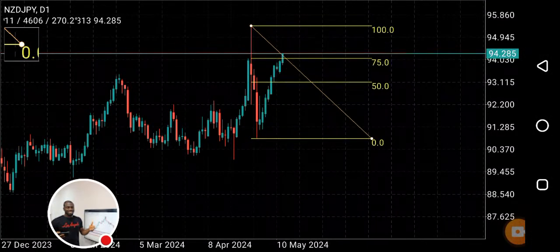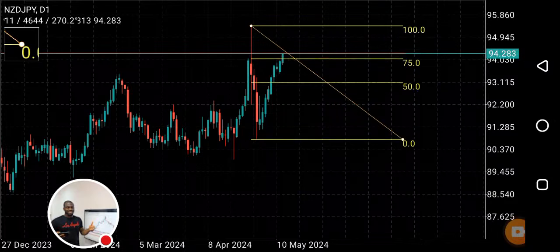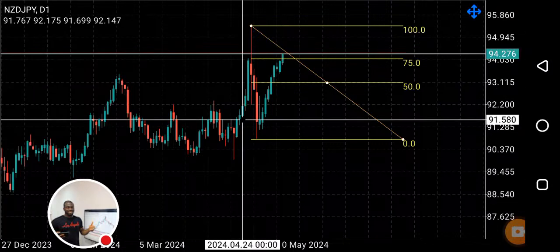Price is at premium. You cannot buy NZDJPY at the current market price. If you are considering buying NZDJPY today, you should wait for price to pull back. This is where price started going up.